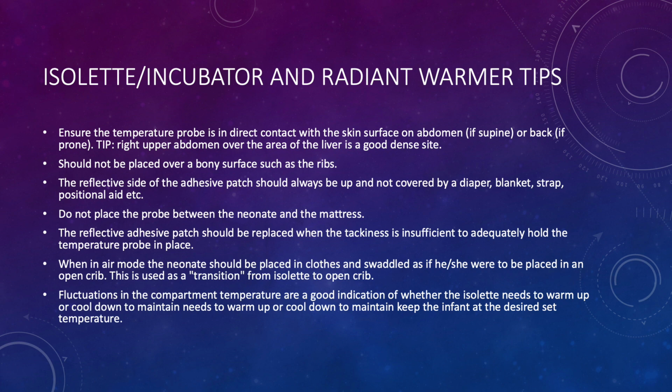Fluctuations in the compartment temperature are a good indication of whether the isolette needs to warm up or cool down to maintain needs. For example, if you start your 12-hour shift and your baby is only requiring 30.5 Celsius compartment temperature, but by the end of your shift, the baby's now requiring 32.5 Celsius on air mode, then that tells you that the baby somehow in the last 12 hours is now requiring more support from the isolette to keep the baby warm. Even though the baby's axillary temperature hasn't reflected it, its needs have increased.